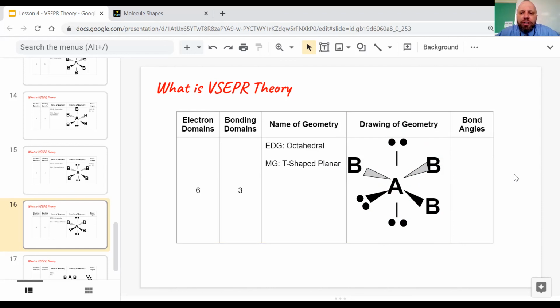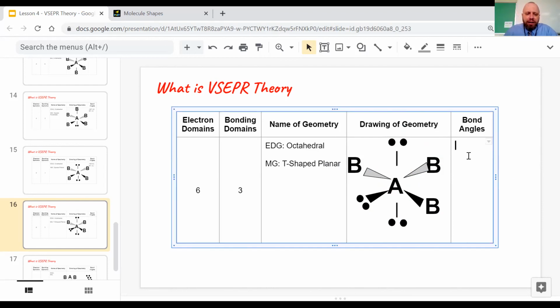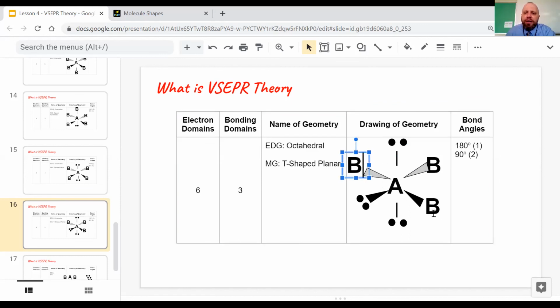So here's what my final drawing looks like. I am now reduced to just one 180-degree bond angle and 2 90-degree bond angles. So this one here and this one here. Remember, all 3 of these B's that are on there are in those equatorial positions and they're coplanar.